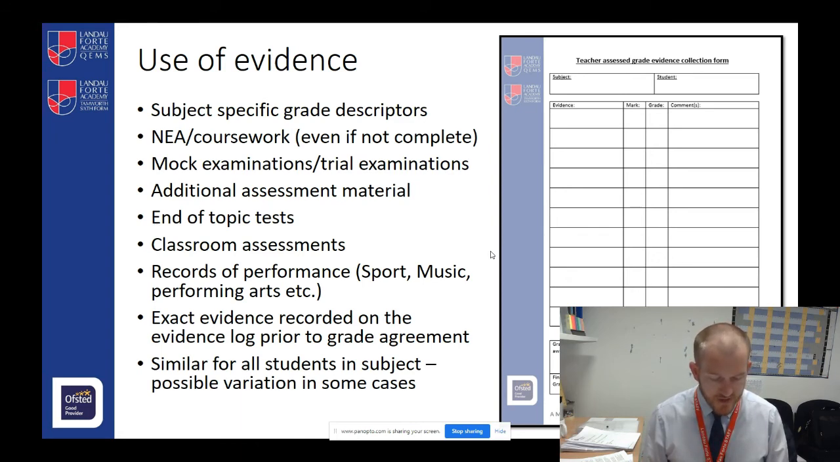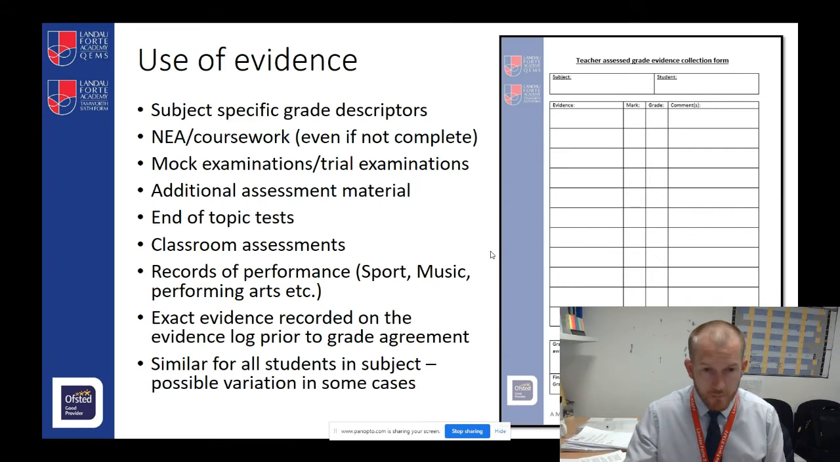And for the physical subjects and skills based ones, any records of performance, so videos of activities in sport, recordings of musical pieces, recordings of performances in performing arts, etc., sketchbooks for art, all of those things will be taken into account as well. Now, every subject has already been asked to complete this evidence log form that you can see on the screen. What that means is every piece of evidence that we have will be recorded for every student for every subject. The mark or the grade or a combination of the two will be recorded, as well as any additional comments that the member of staff feels is important.